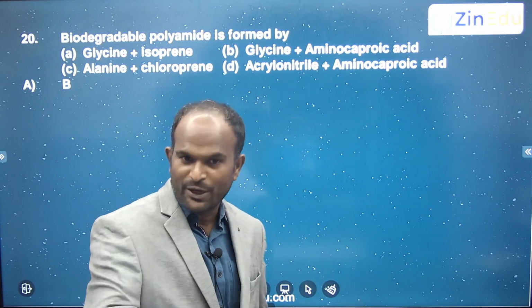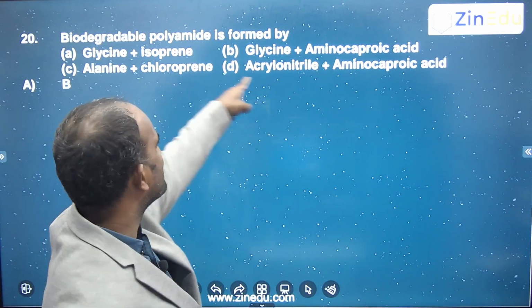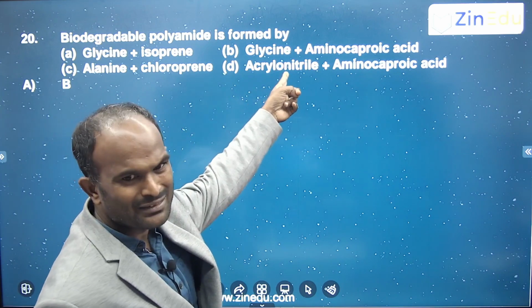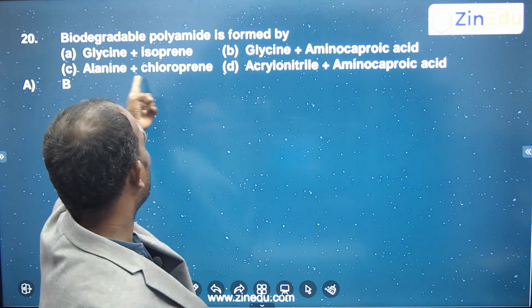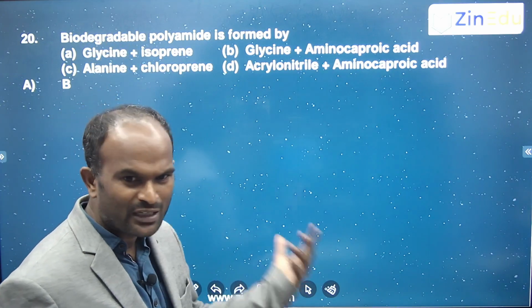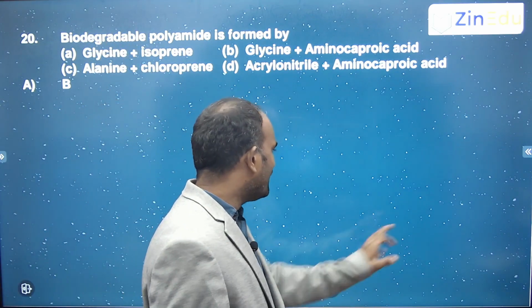PHBV is also another biodegradable polymer, but that option is not there anywhere. Acrylonitrile is synthetic. Alanine, okay. But chloroprene and isoprene, both of them are not biodegradable polymers. Definitely not.